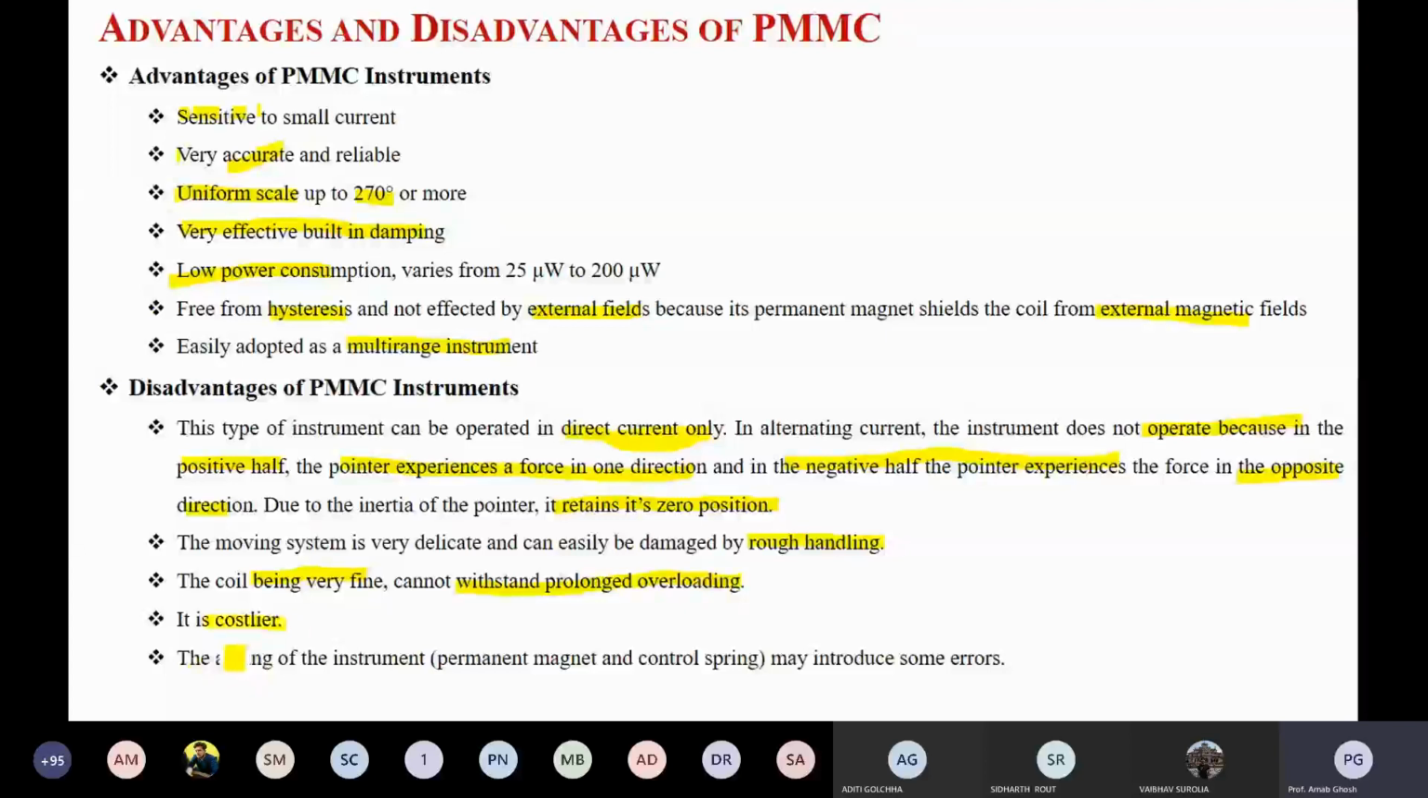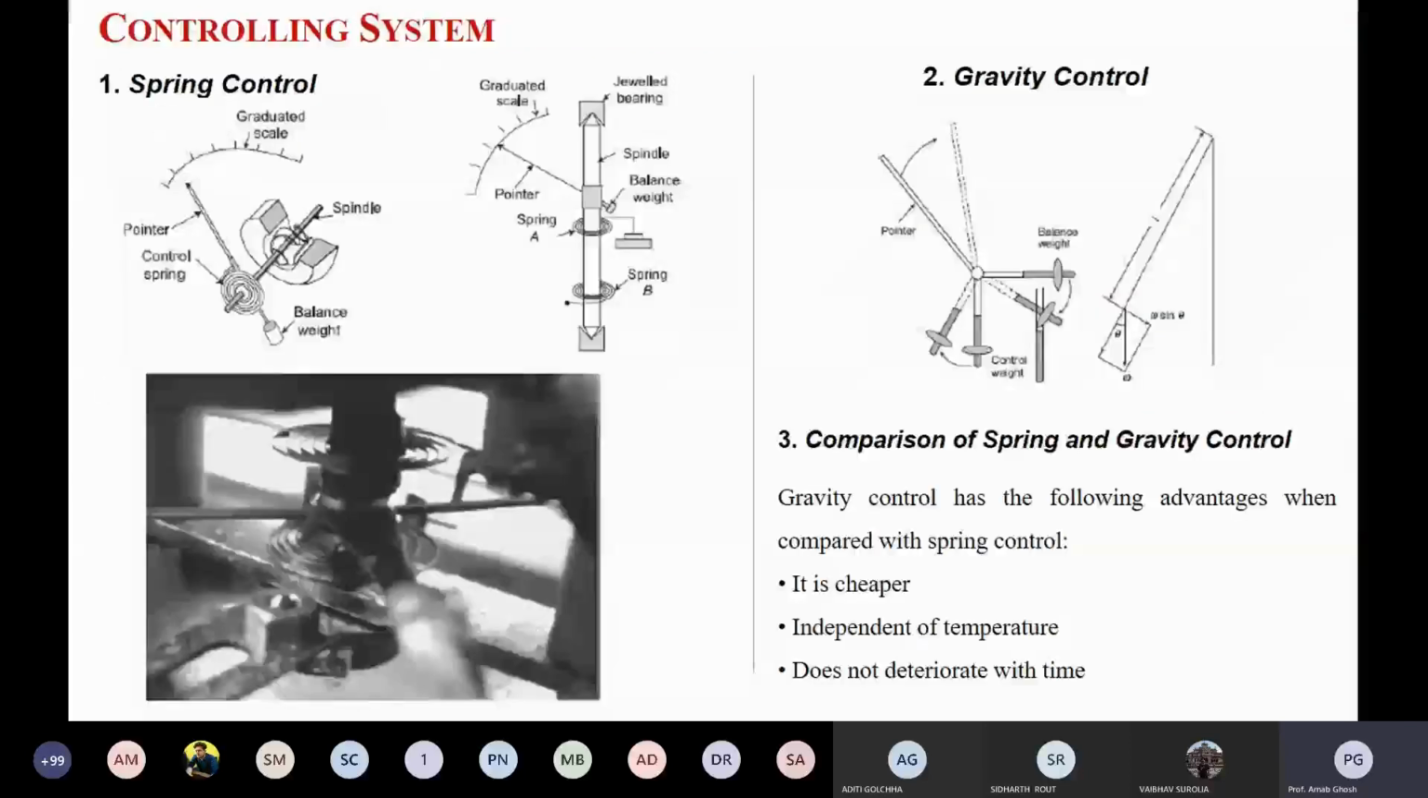The aging of the instrument, that means of the permanent magnet and the control spring, may introduce some error. If time has passed, the aging effect comes into the permanent magnet of the PMMC instrument and the coil spring, because over time the spring constant of the control spring may change. So that is to be observed due to the aging effect. These are all the disadvantages, as well as some of the most important advantages I have already discussed for PMMC. Now, what type of controlling system is normally observed?